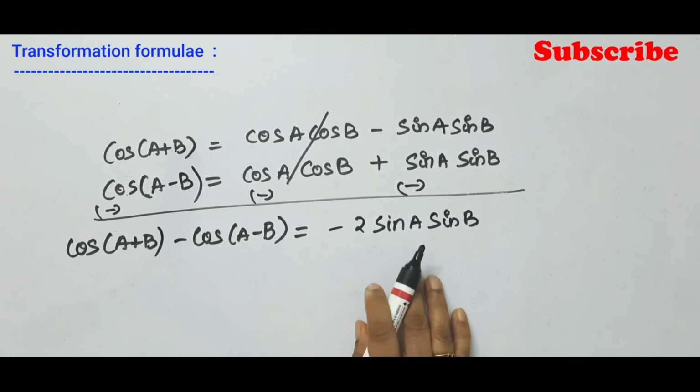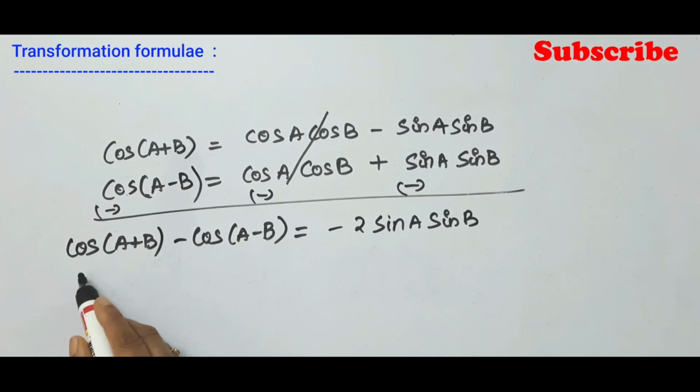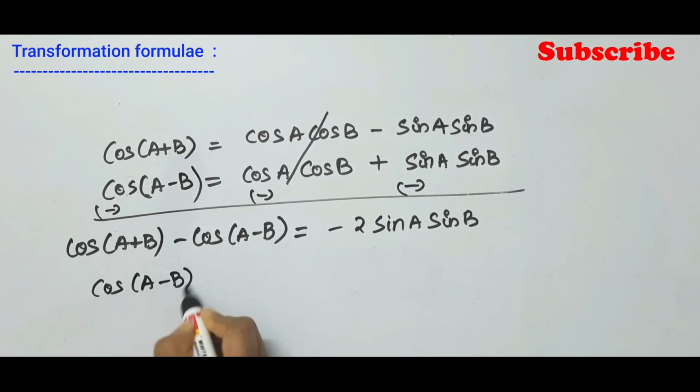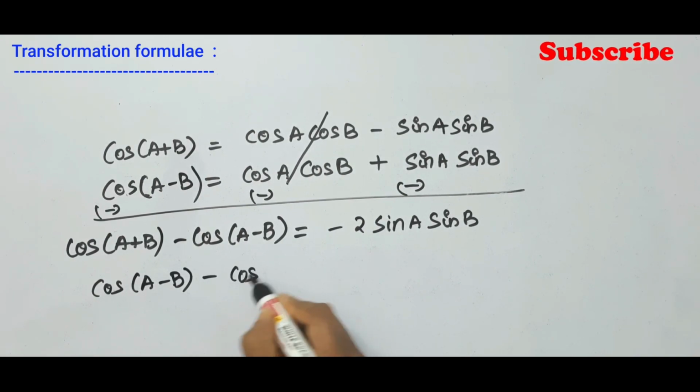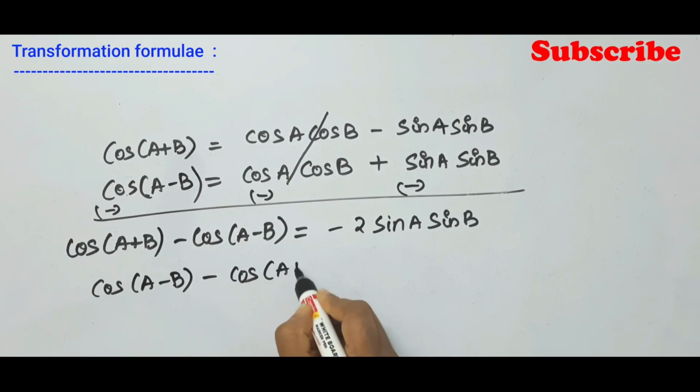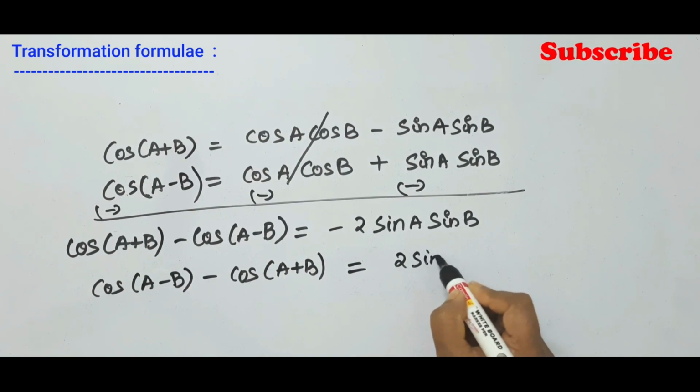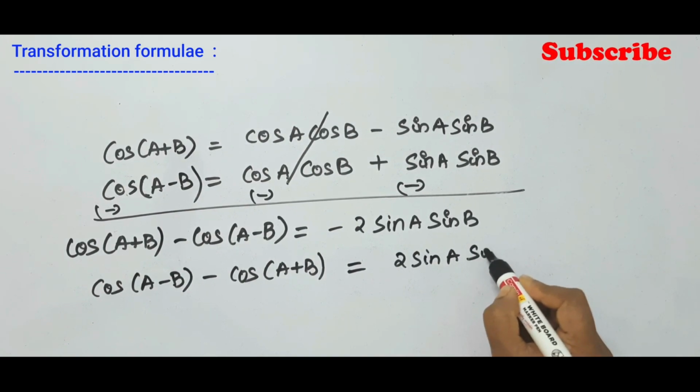Now multiply both sides with minus. That is here minus, if you take minus common here, then this becomes cos of a minus b minus cos of a plus b is equal to 2 sin a sin b.